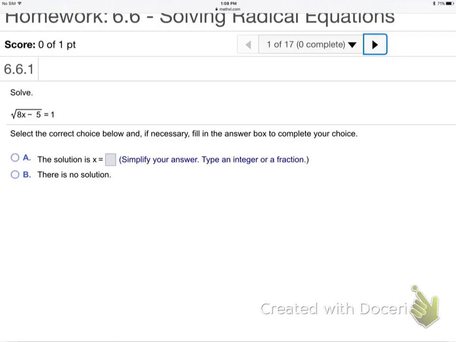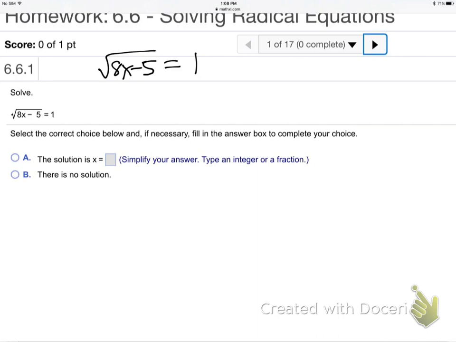Chapter 6 here. We've been in 6.6. So there we go, 6.6. So we have the square root of 8x minus 5 equals 1. Like that.